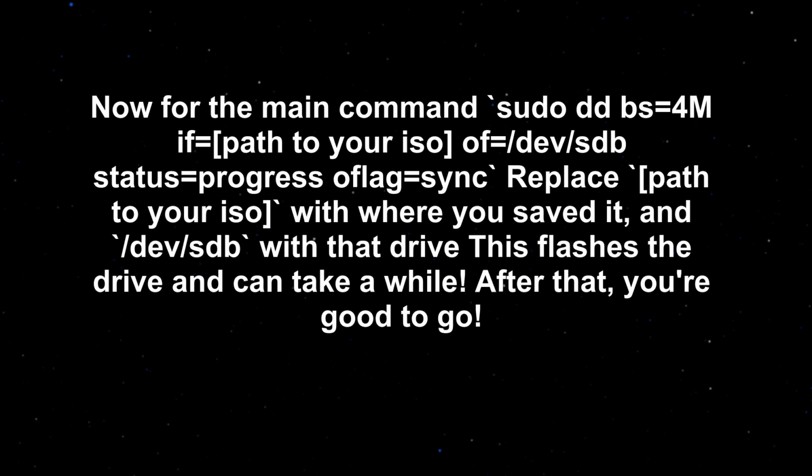Now for the main command: sudo dd bs=4M if=path/to/your/iso of=/dev/sdb status=progress oflag=sync. Replace path to your ISO with where you saved it and /dev/sdb with that drive. This flashes the drive and can take a while. After that, you're good to go.